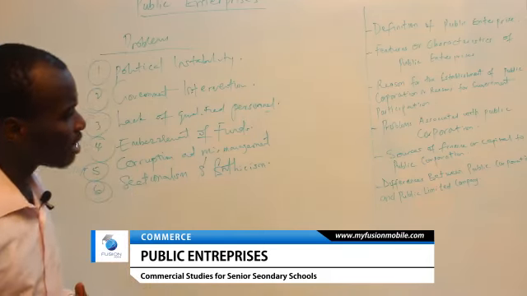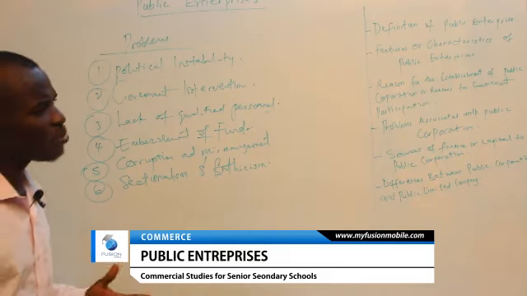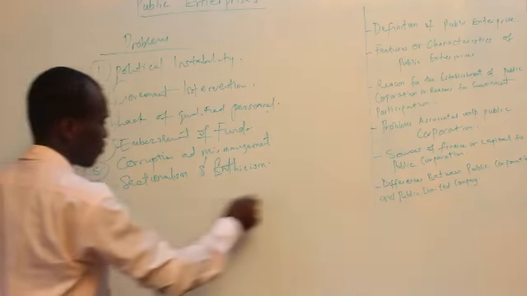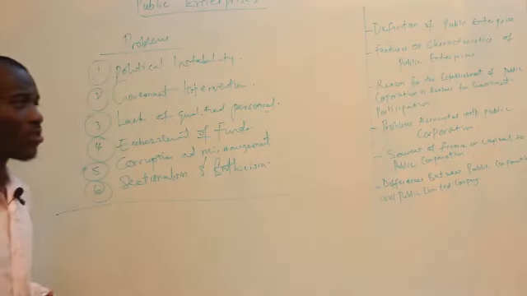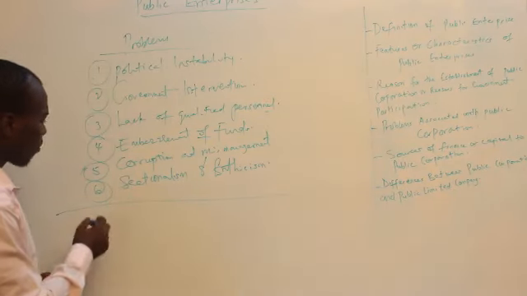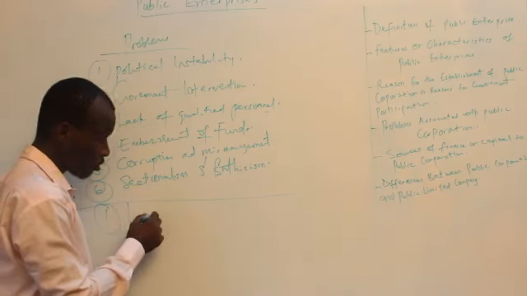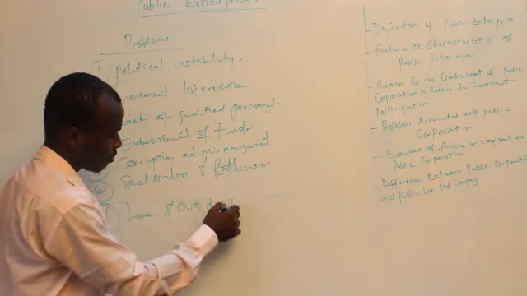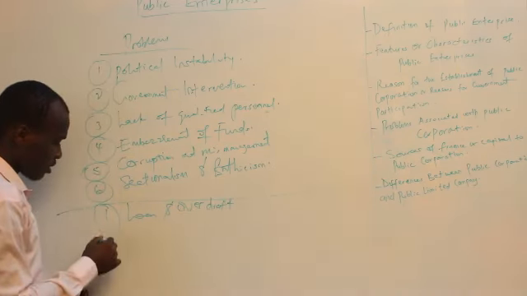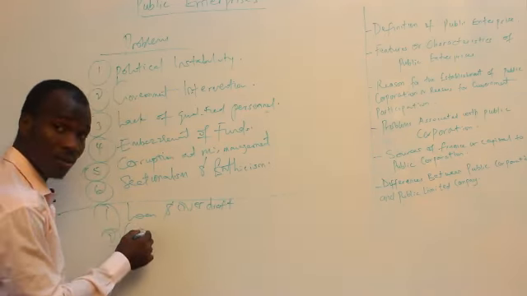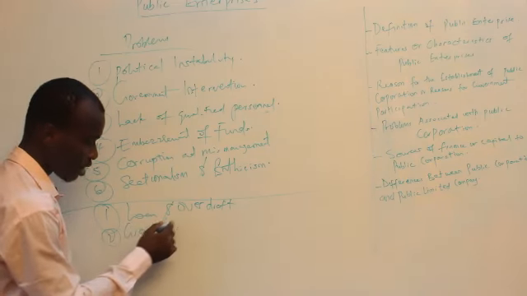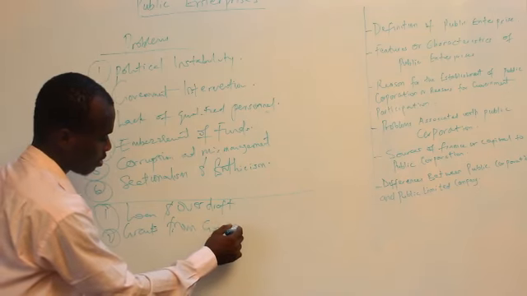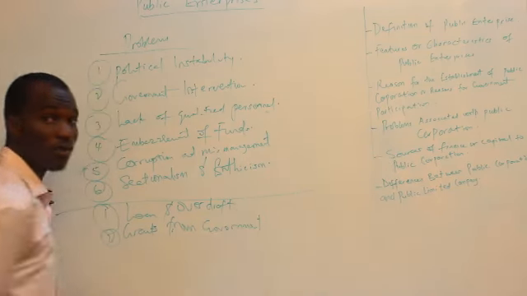Now the next thing we'll be looking at is sources of finance or capital to public corporation. Where does the public corporation receive finance from? So we are going to look at the sources of finance or capital to public corporation. Public corporation can receive loan and overdraft from bank. It can receive grant from the government.